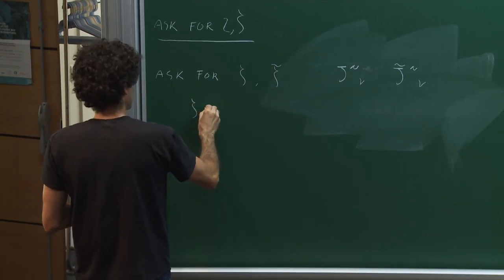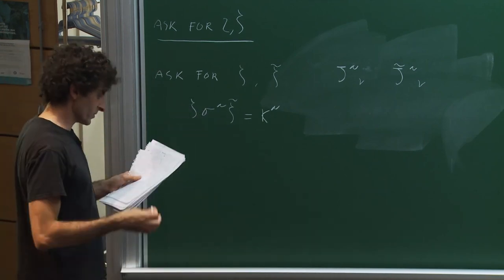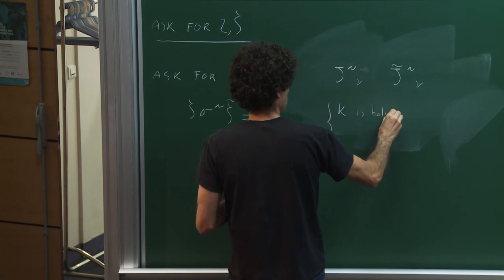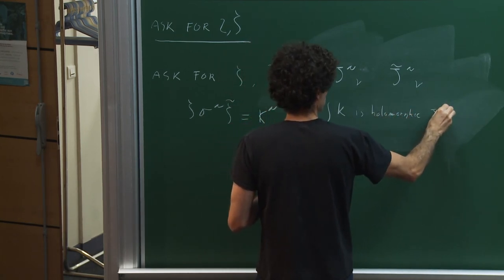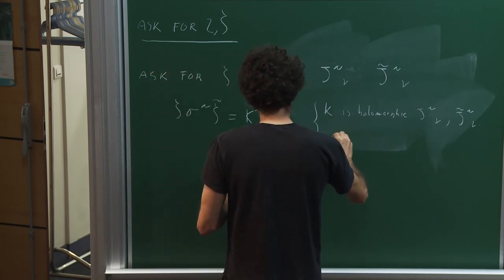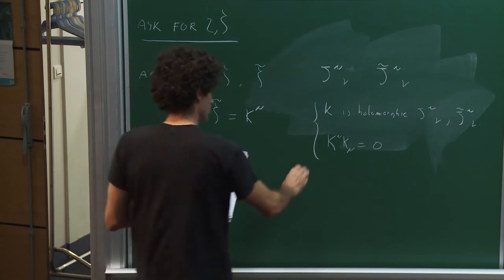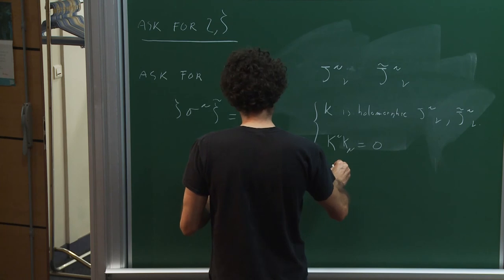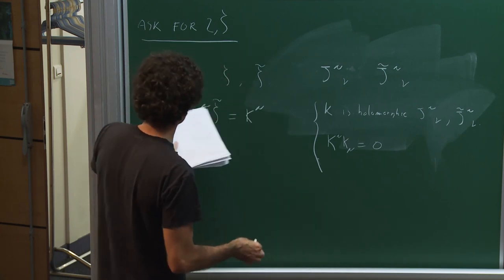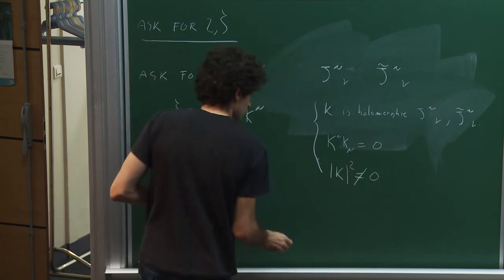So you can just build z sigma mu z tilde. And as we said in the last lecture, this is a Killing vector, k mu. You can check various things about this Killing vector. First of all, k is holomorphic with respect to J and J tilde. You can also check that if you take k and square it, you get 0. It's a complex Killing vector, so that's not unreasonable. Its norm is non-zero because both z and z tilde are everywhere different than zero.